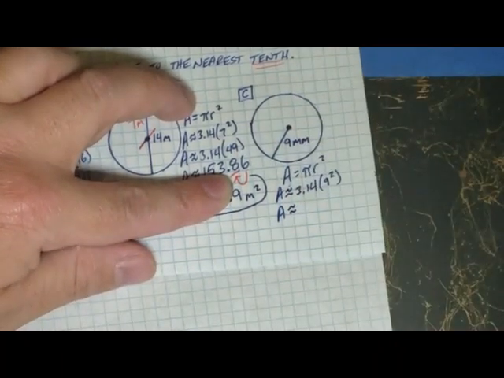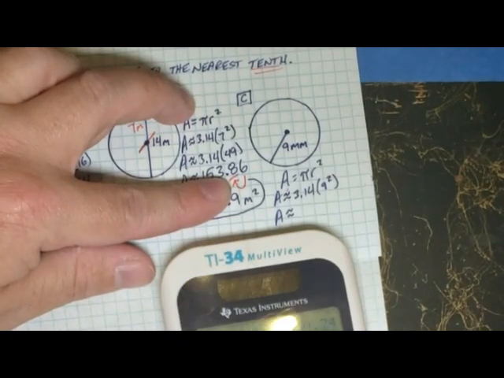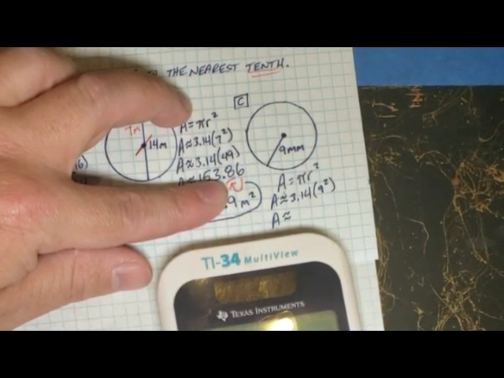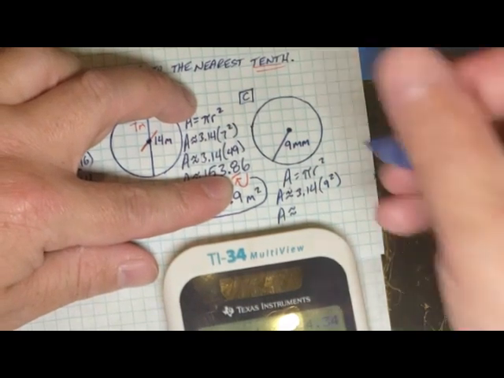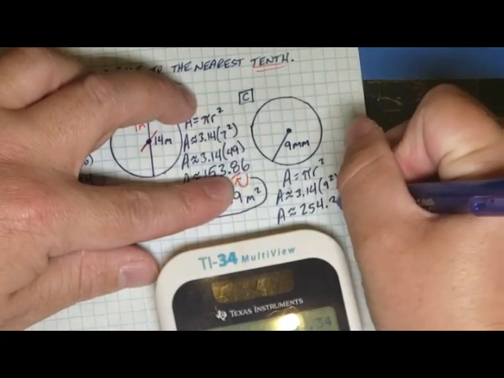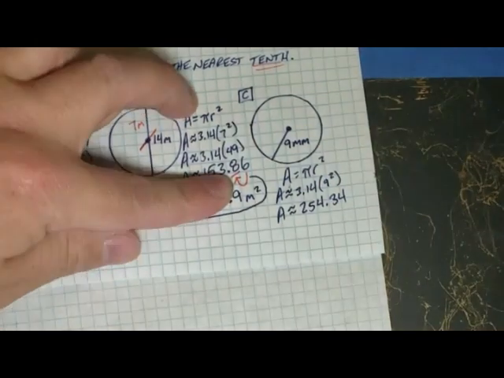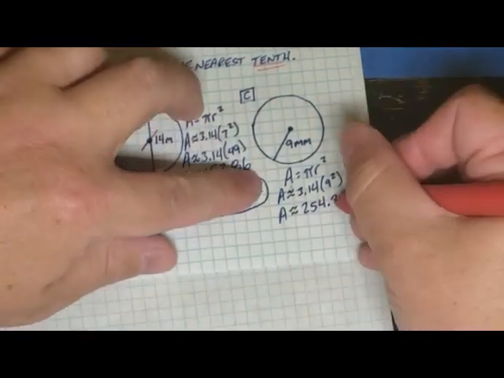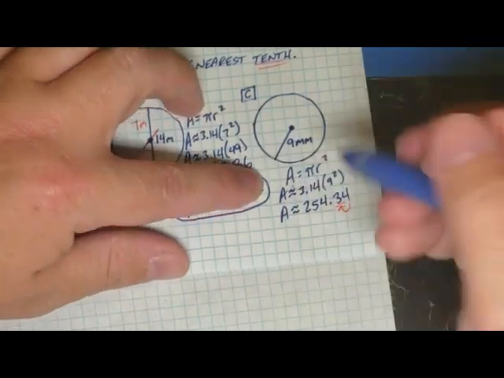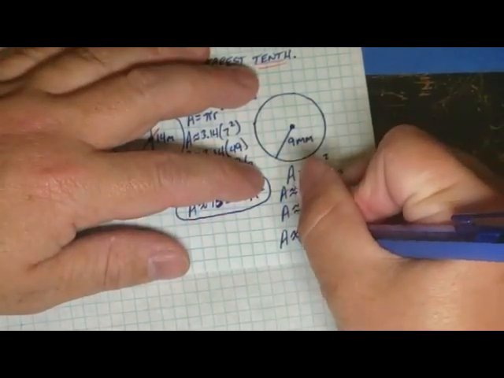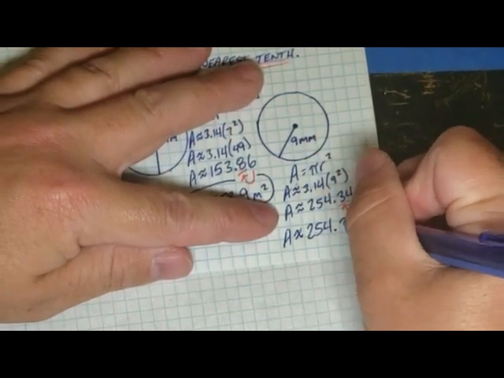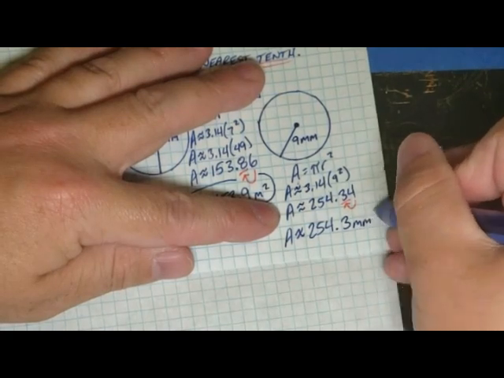Now you could do these next two steps at the same time. We can do 9 times 9 times 3.14. Give us 254.34. All right, we're looking at the tenths place. The 4 does not push the 3 up. So the area of this circle is about 254.3 millimeters squared.